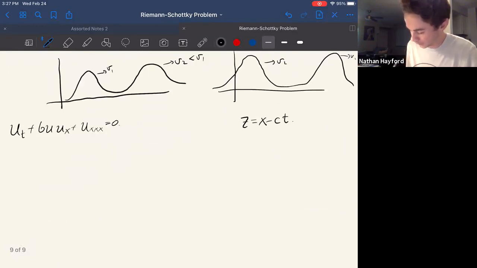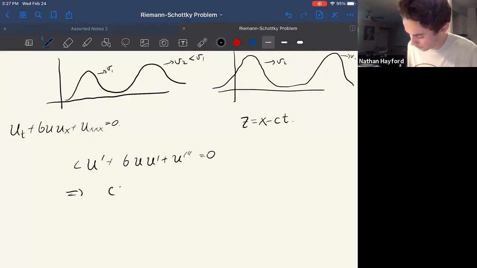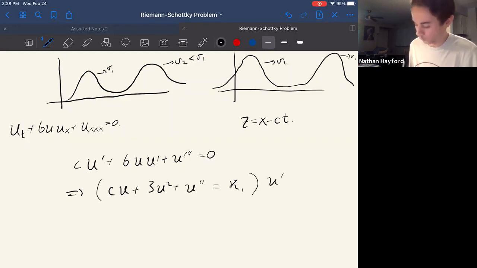So if we make this change of variables, what we'll find is that c times u prime plus 6 u u prime plus u triple prime is equal to 0. In this equation, we can clearly integrate, and we're going to. This gives us c u plus 3 u squared plus u double prime is equal to a constant, kappa 1. And if I multiply everything by u prime, I can integrate one more time.